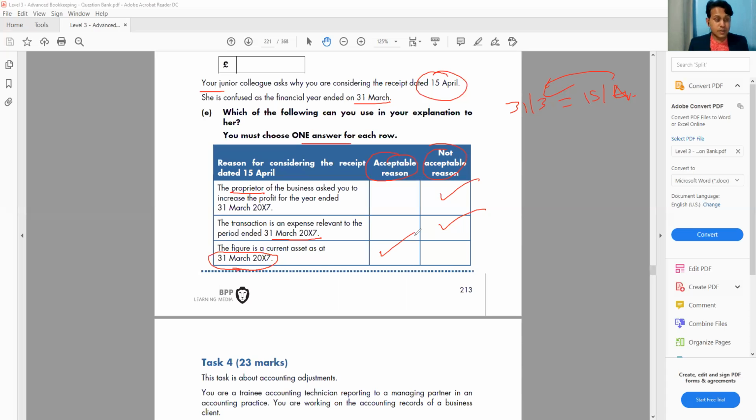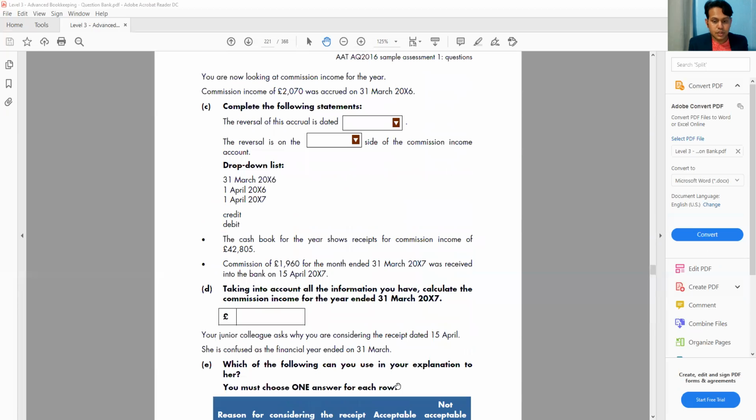All right, if you don't know how you get this, I can show you once again. Let's move on. If you have a look at this question, it says the commission income. This one was accrued last year, and it is included here because it came from last year. It was a reversal. Last year it was accrued. So this year we received a total of 42,805 from our cash book. We can see we received for the commission 42,805.